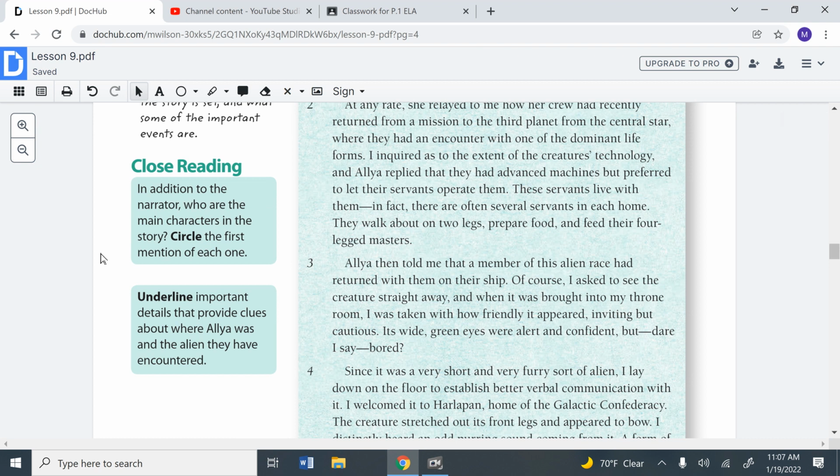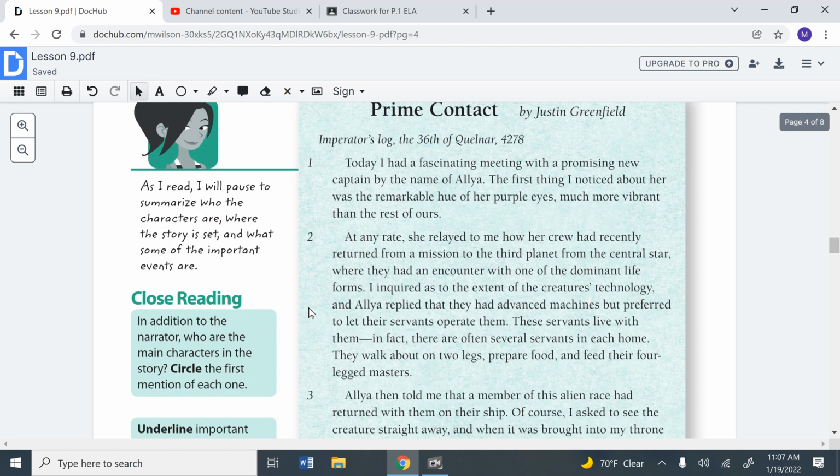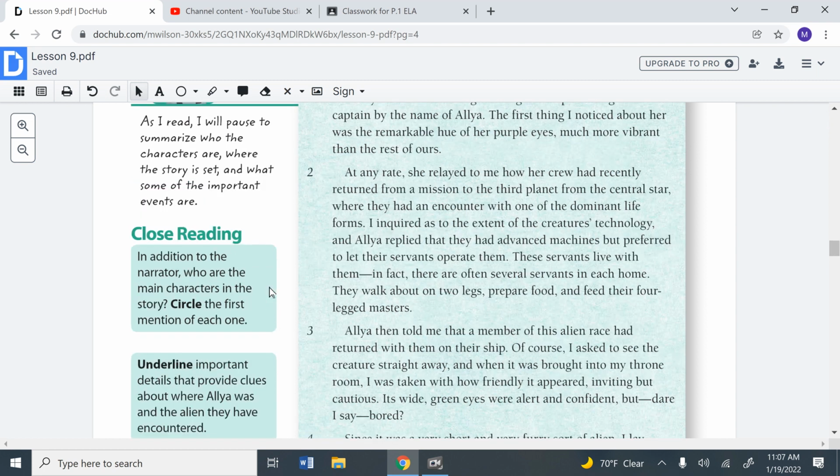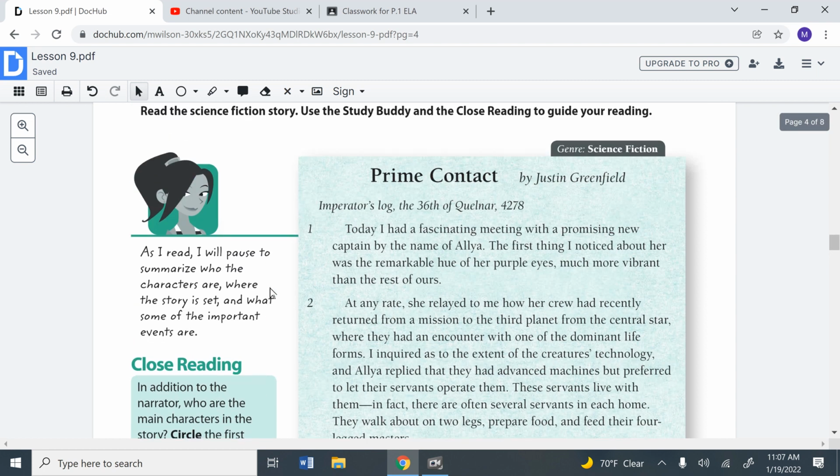It said, in addition to the narrator, who are the main characters of the story, circle the first mention of each one. And then they want us to underline important details that provide clues about where Aaliyah was and the alien they have encountered. So actually, I'm going to say that's Aaliyah. We're going to call it Aaliyah.